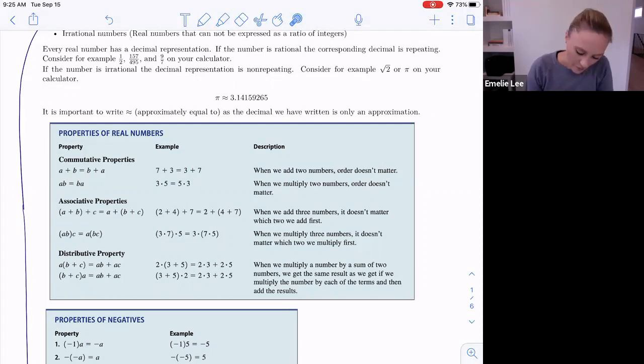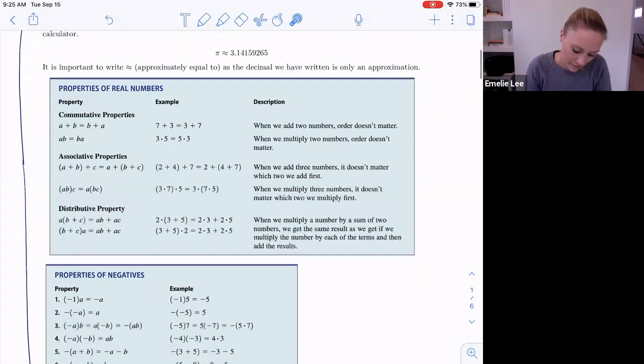So, yeah, the commutative properties are kind of basic. Even things like the associative properties, even if we've got brackets, right? So remember BEDMAS, brackets, exponents, division, multiplication, addition, subtraction, right? And so if we've got brackets, we deal with those first.